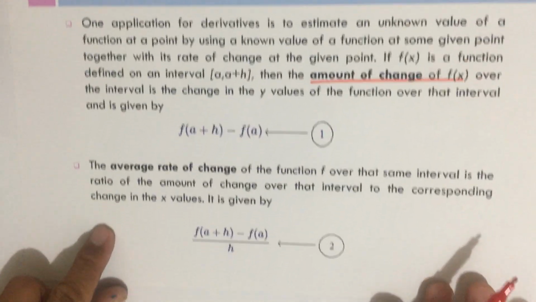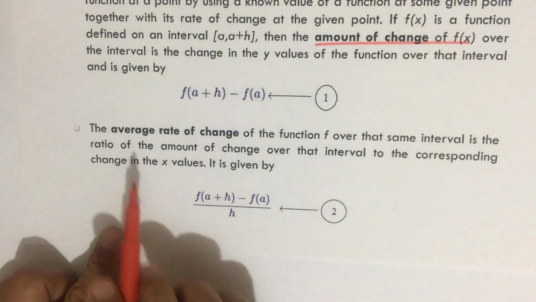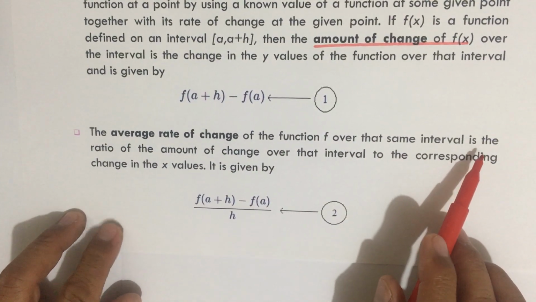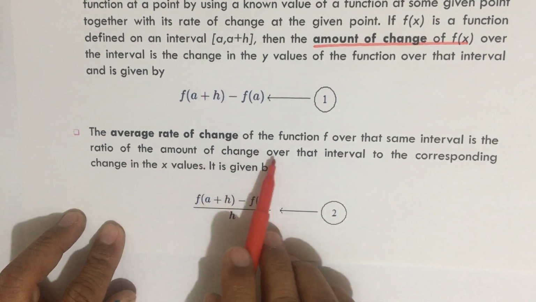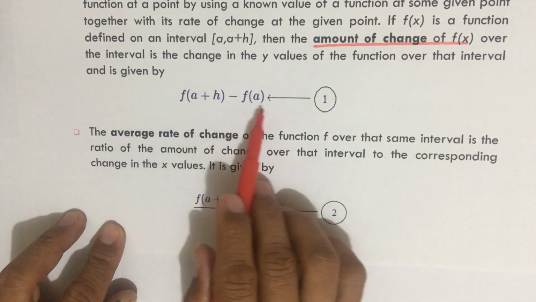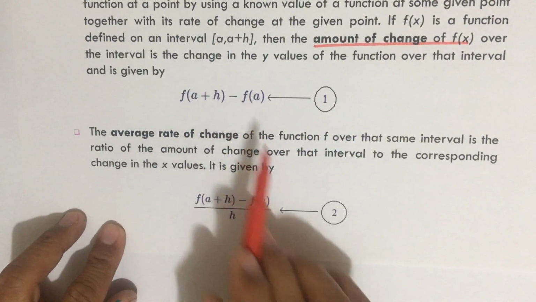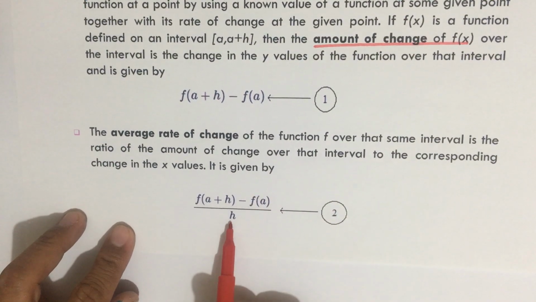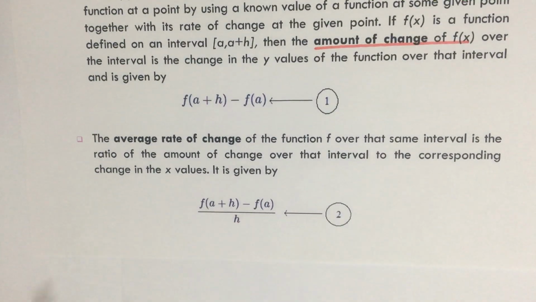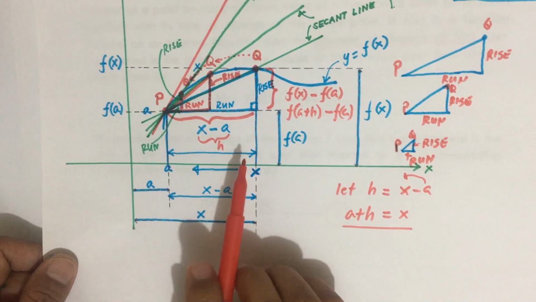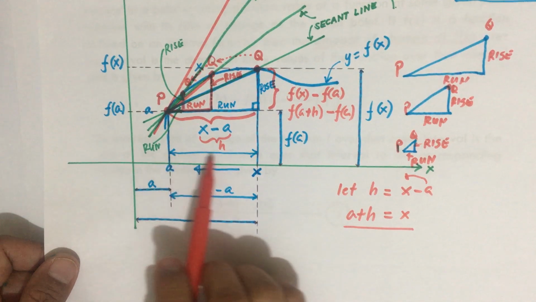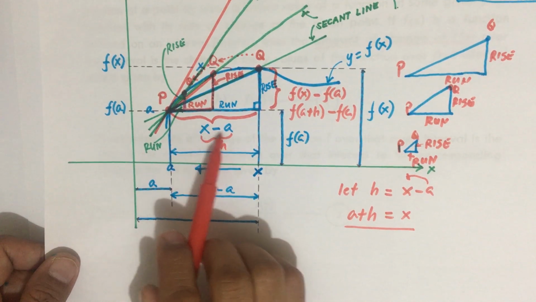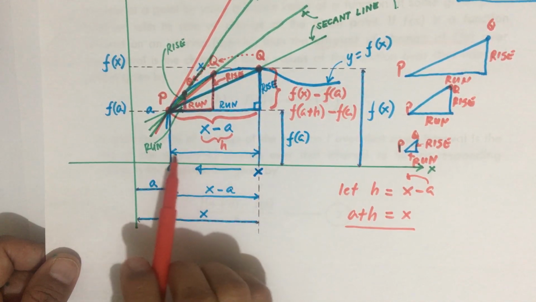Then we have the average rate of change. So what is this average rate of change? The average rate of change of the function f over the same interval is the ratio of the amount of change, which is this one, over that interval. So what is the interval? That is h, because this interval is equivalent to x minus a, and we let this difference, x minus a, be our h. So this is our interval h.